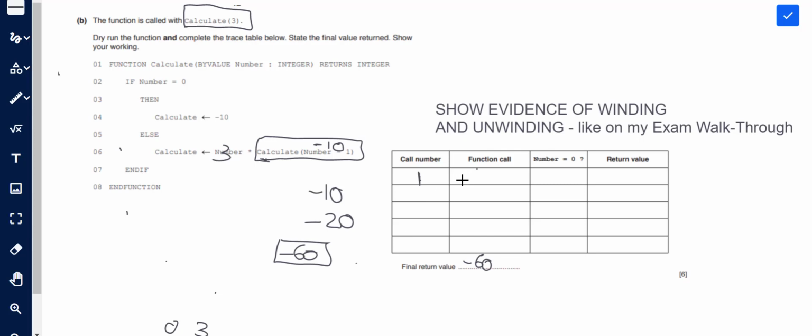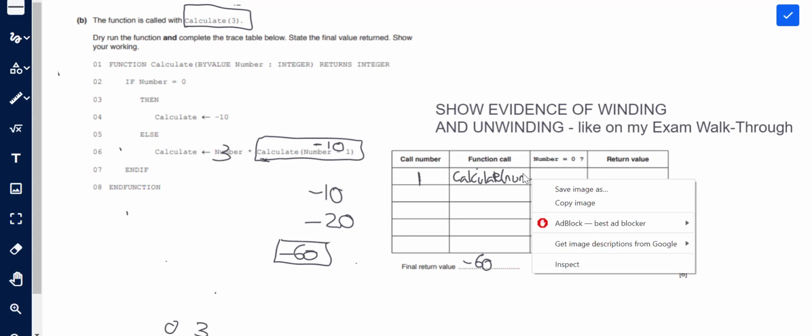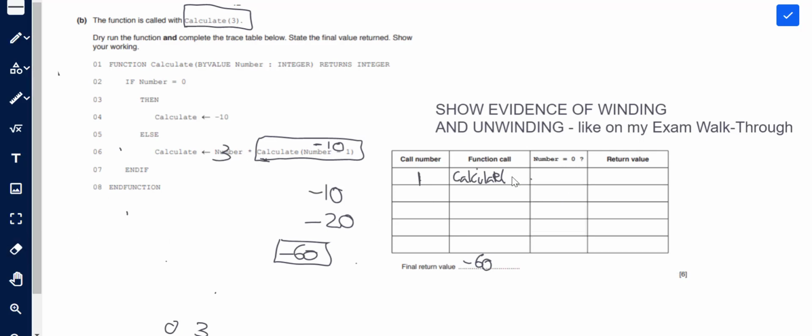So the first time we call it, we're going to do calculate, and it's going to be num. I'm going to do num for number. So what does num represent? Let me just erase this. Sorry, it's not going to be num. It's going to be the value, which is 3.